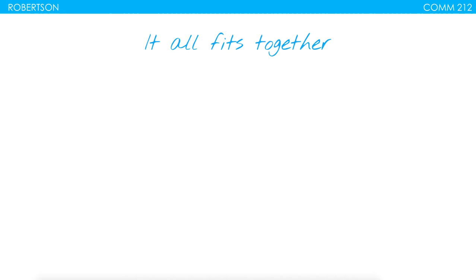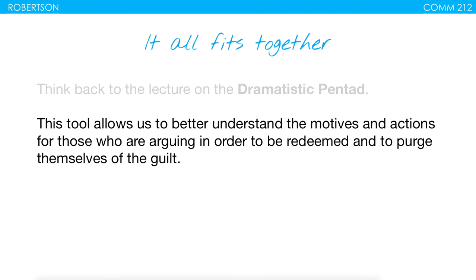So this all fits together. If you're in my class or if you've seen some of the other lectures that we have here, think back to the dramatistic pentad. This tool allowed us to better understand the motives and actions for those who are arguing in order to be redeemed and to purge themselves of the guilt, right? The dramatistic pentad is a tool to be able to see what's happening. So it's very descriptive in nature, but it also has that element of purpose. So looking at why people are arguing.